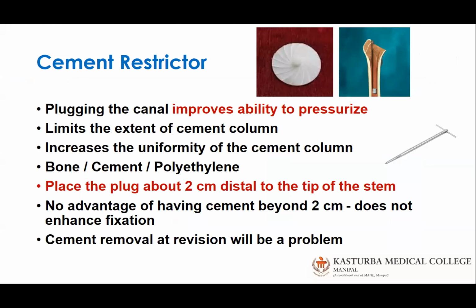What about plugging the bone canal? Using a cement restrictor. A cement restrictor can be a bone plug, a plug of cement, or even a polyethylene plug. It will prevent the extension of the cement column when you put the cement. And when you have a restrictor and you put the cement and pressurize it, uniformity of the cement column is achieved.